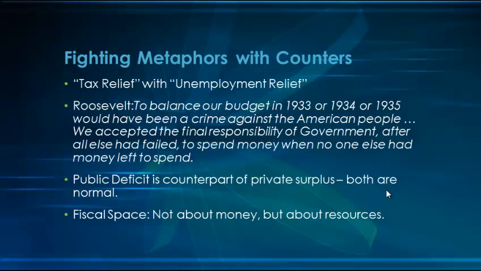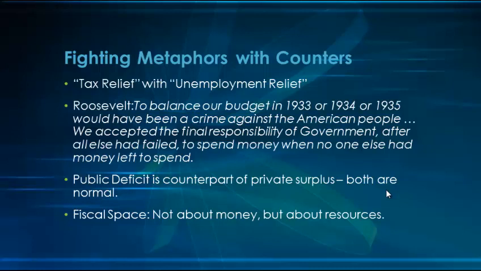Roosevelt, in the Great Depression, he managed this very well. He said, to balance our budget in 1933 would have been a crime against the American people. We accept the financial responsibility of the government to spend money when no one else had money left to spend. So this is an example of how you change the metaphor here. You change what, and the same thing could have been done.